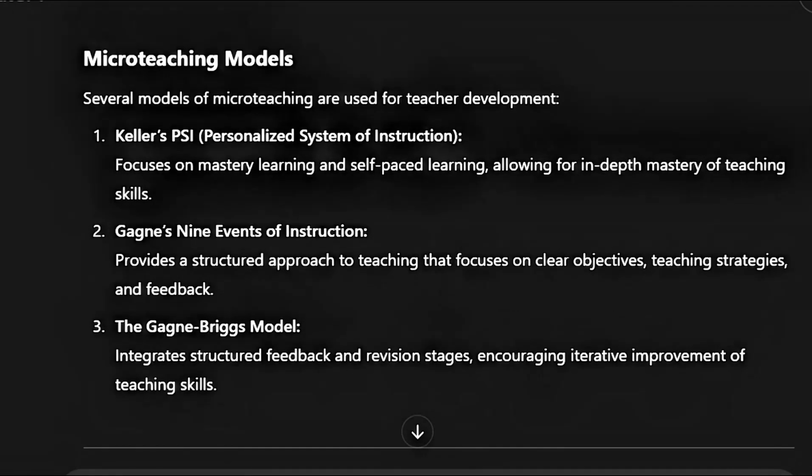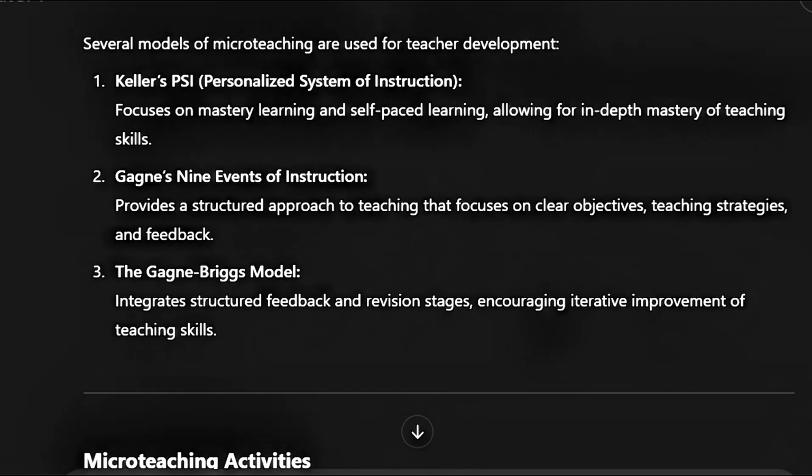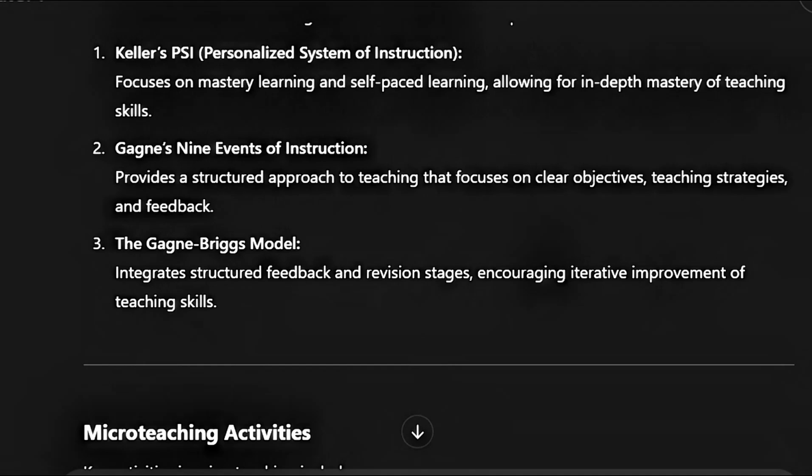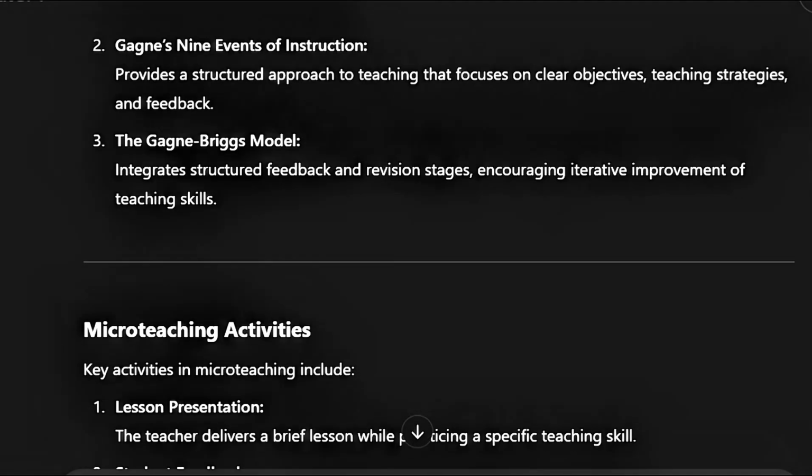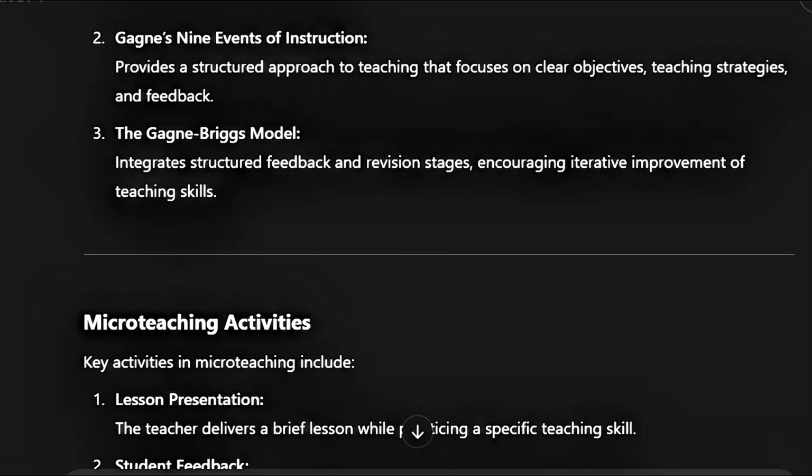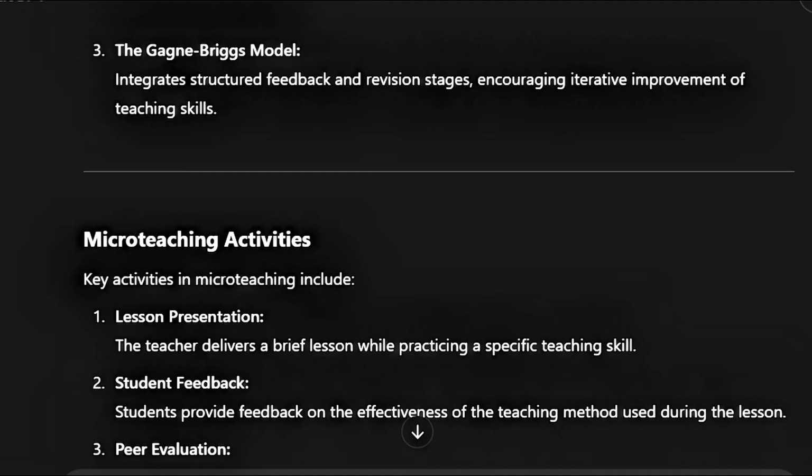Microteaching models. Several models of microteaching are used for teacher development. 1. Keller's PSI, Personalized System of Instruction, focuses on mastery learning and self-paced learning, allowing for in-depth mastery of teaching skills. 2. Gagne's 9 Events of Instruction provides a structured approach to teaching that focuses on clear objectives, teaching strategies, and feedback. 3. The Gagne-Briggs model integrates structured feedback and revision stages, encouraging iterative improvement of teaching skills.